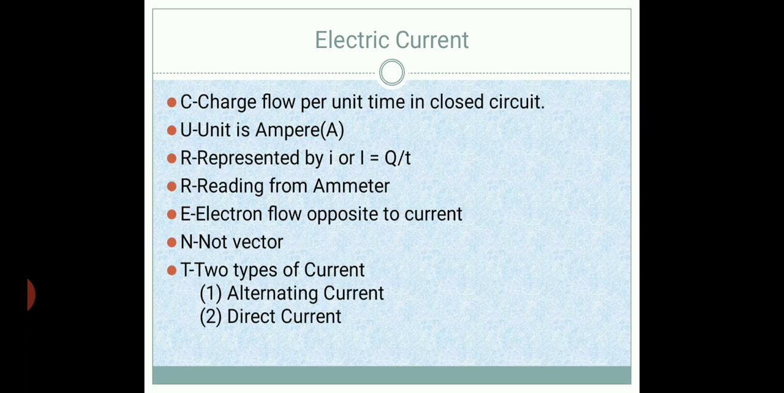Okay, T stands for two types of current. There are two types of current. One is alternating current and the second is direct current. I hope you understood very well.